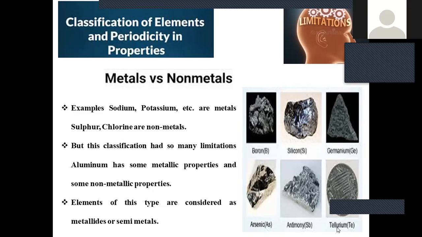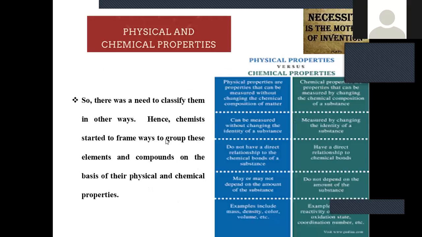Boron, silicon, germanium, arsenic, antimony, tellurium. These six elements in the periodic table are regarded as metalloids. They have in-between properties. Neither metals nor non-metals, having a transitionary state. Right. So these are the boundary line between metals and non-metals. Elements of these types are regarded as metalloids or semi-metals. Semi-metal in the sense partial metallic nature will be there. So this is the limitation with this metal, non-metal classification. So we need more accurate classification.